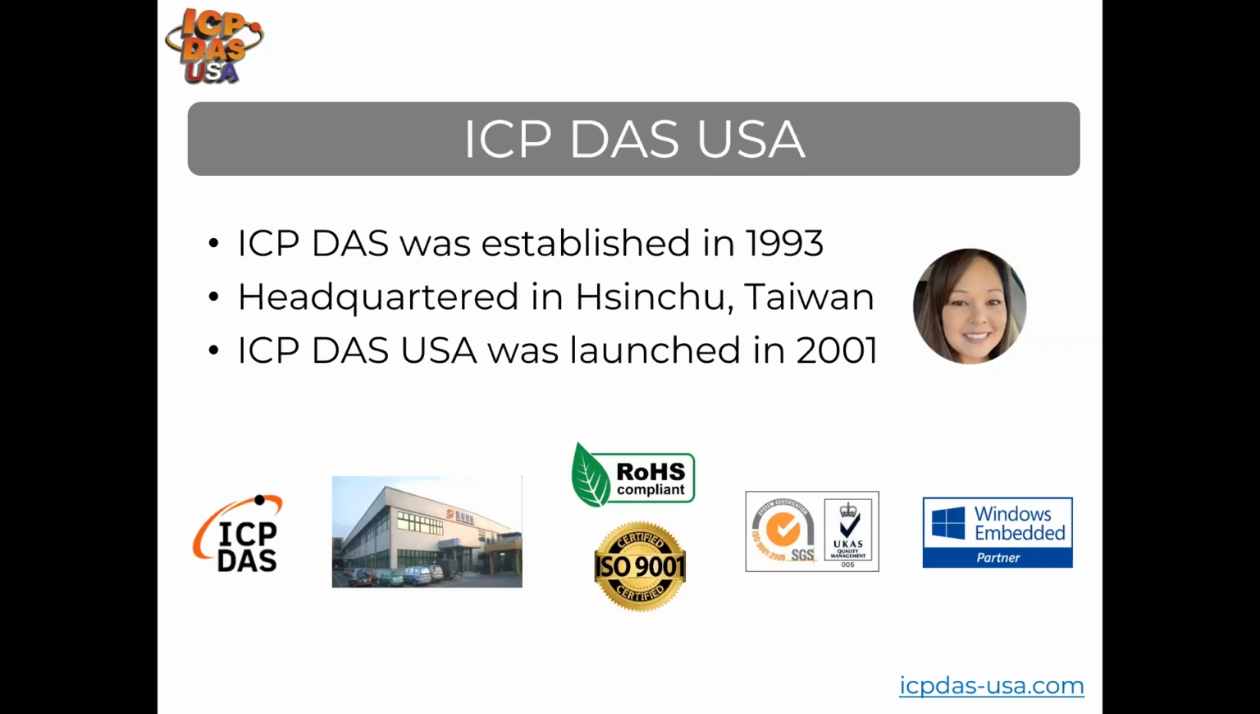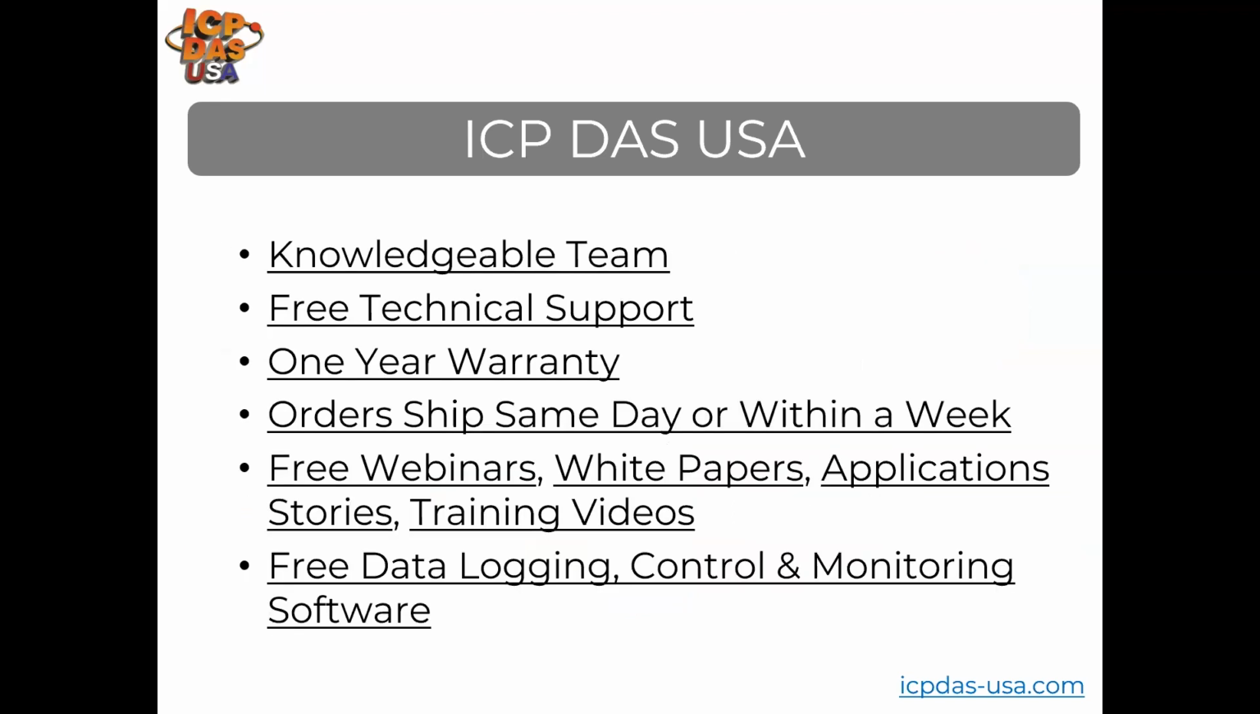ICP DAS USA provides industrial control products and data acquisition solutions that are low DC voltage and operate in extreme temperatures between -13 Fahrenheit to 167 degrees Fahrenheit, or -25 C to 75 C. Our products have metal housing or fire retardant plastic housing. We have a knowledgeable team, provide free application consultation, product specification, and free technical support. We help answer questions, help with setting up equipment, and troubleshooting issues.